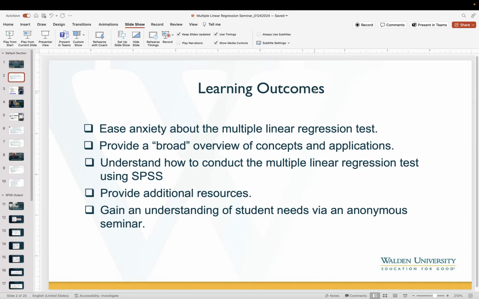Then we'll focus on how to conduct the multiple linear regression test in SPSS. Now, we're not going to spend a lot of time in SPSS clicking on a lot of buttons, because one of the most important things that we're concerned with is the output, how to interpret it in the context of that research question or those variables that we are looking for that relationship in, okay?